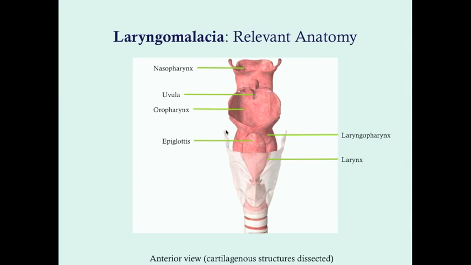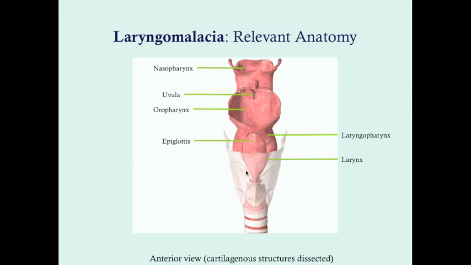So just dissecting this a little more, visualizing the laryngopharynx. We're looking at this as if you were looking through the patient's mouth. So here's the uvula, the tonsillar structures I've dissected out, and then here's the oropharynx. The epiglottis makes up the anterior portion of the pharynx, and then it sits behind the cartilaginous structures.